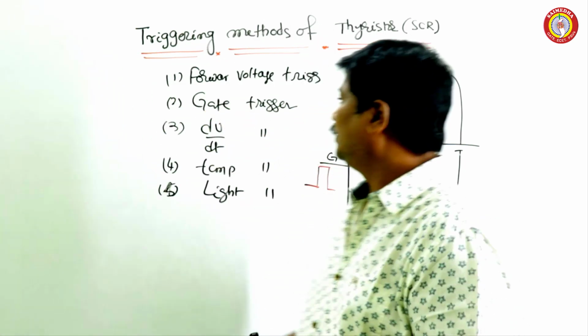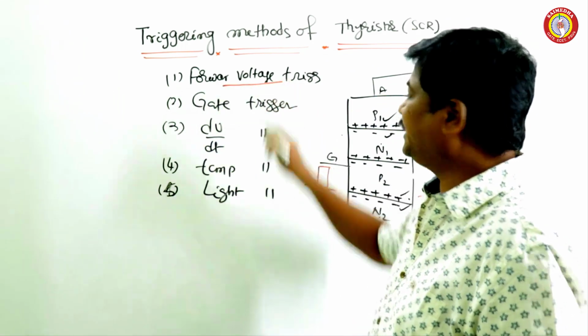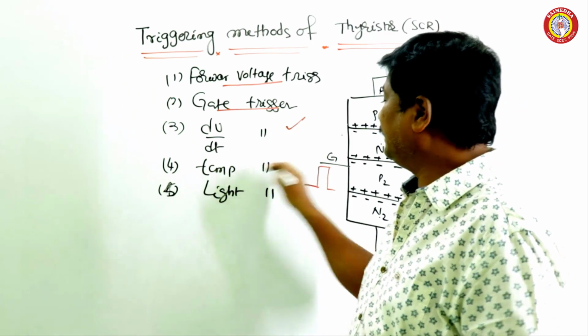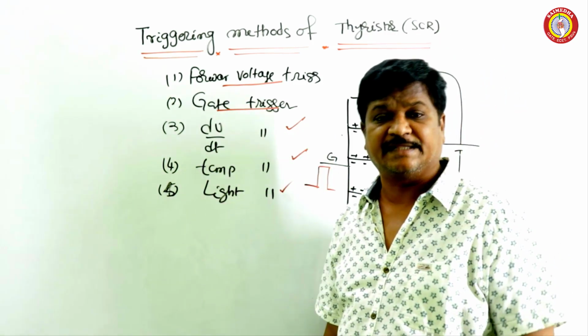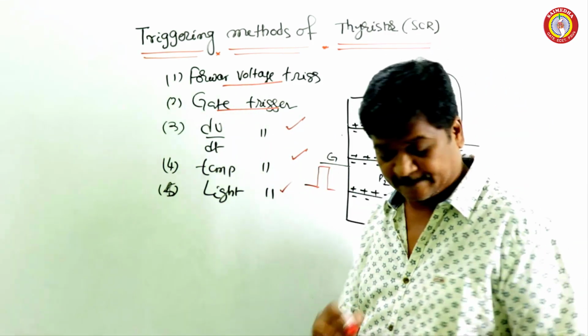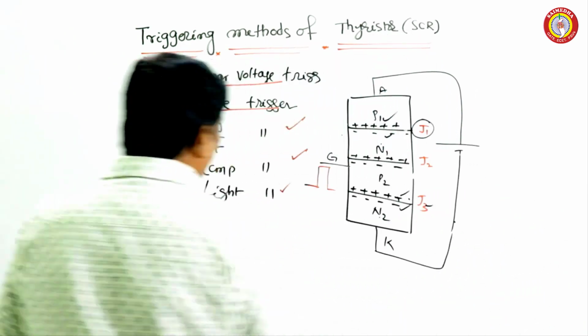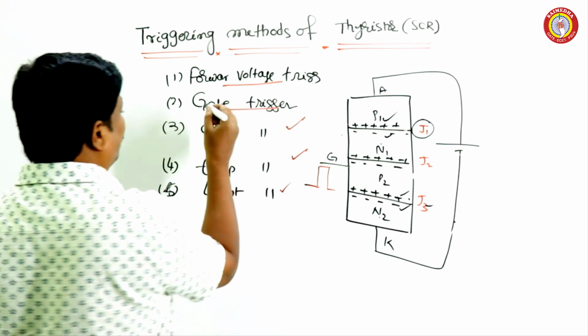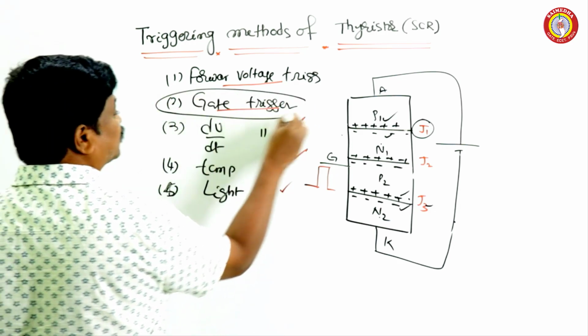These are the various methods of triggering. Did you get it? Forward voltage triggering, gate triggering, dV by dt triggering, temperature triggering and light triggering. But the most important, the most popular triggering, which is used in plenty of applications, is gate triggering.